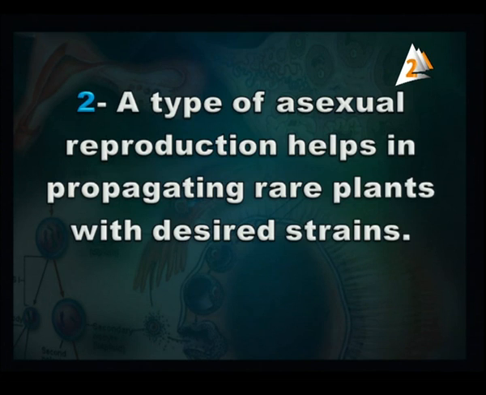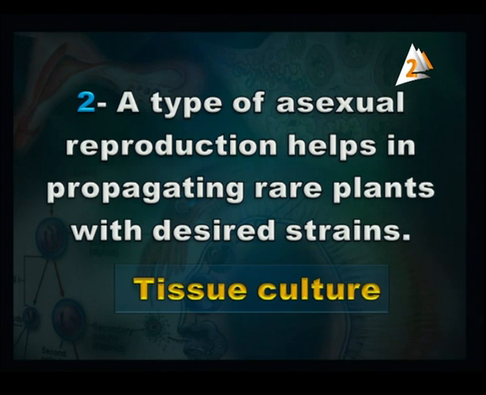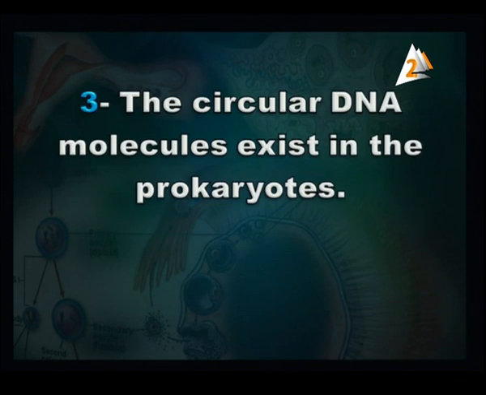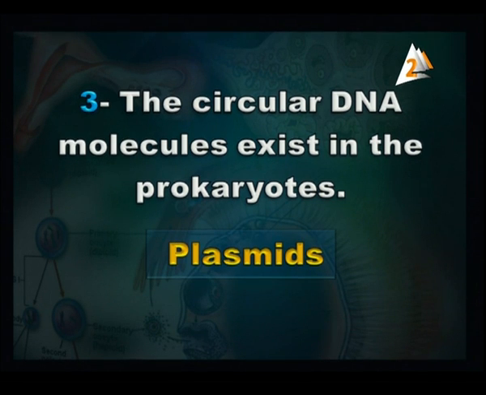Next. A type of asexual reproduction helps in propagating rare plants with desired strains. Yes, you are right. It's called tissue culture. Next, the circular DNA molecule exists in the prokaryotes. Of course, you know the circular DNA molecule that exists in the prokaryotes is plasmids.